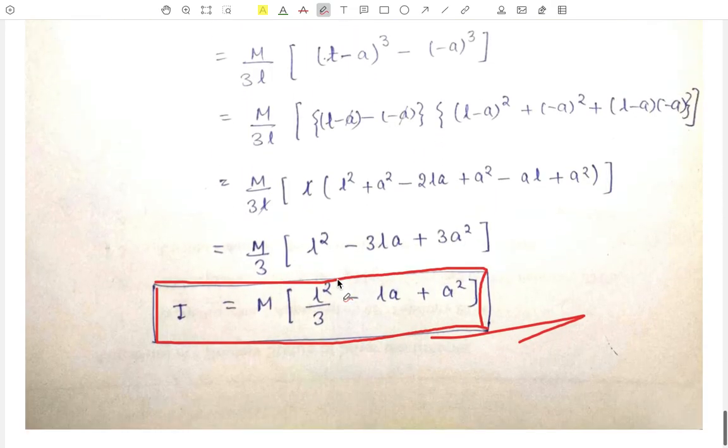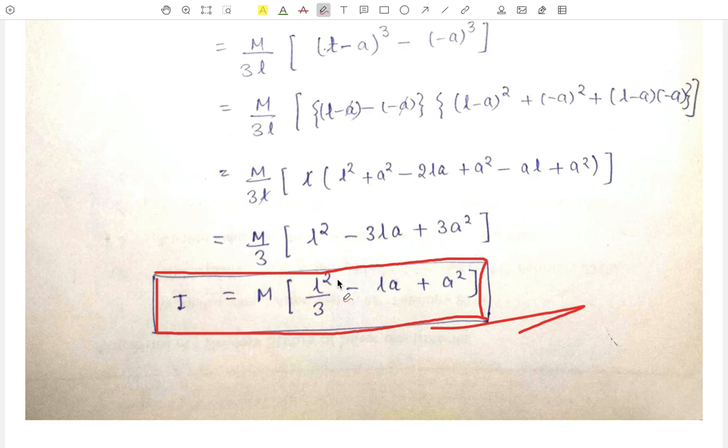This is a general formula which we can use to find the moment of inertia about any axis. From this formula we can find the moment of inertia for the first two cases, that is, about an axis passing through the center of mass of the rod, or about an axis passing through one end of the rod. Both the results we can obtain from this single result.